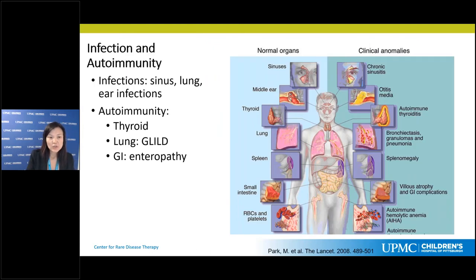So for infection and autoimmunity, we talked about the places where you can have a lot of infection from CVID, but the autoimmunity can be anywhere. There's lung autoimmunity where you can have granuloma sometimes, ILD, which is difficult to treat and sometimes requires immunosuppressive therapy. You could have thyroid issues. In your gut, you could have enteropathy. So like 2 to 5% of patients with CVID might actually present with an enteropathy.